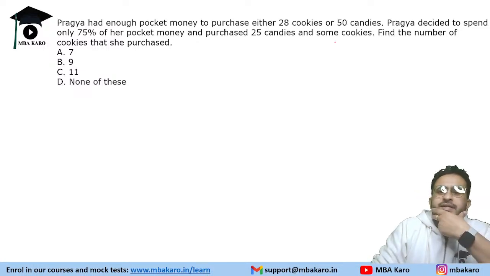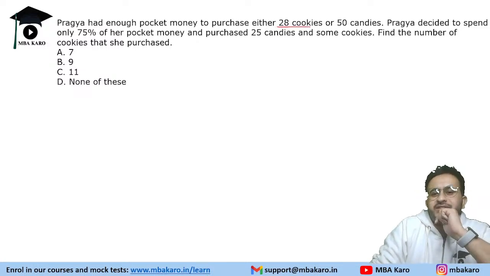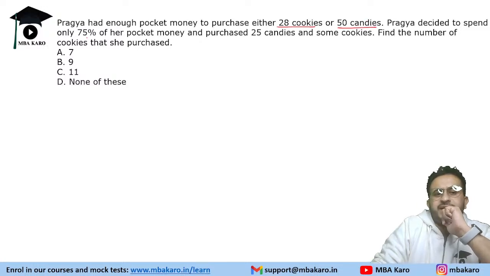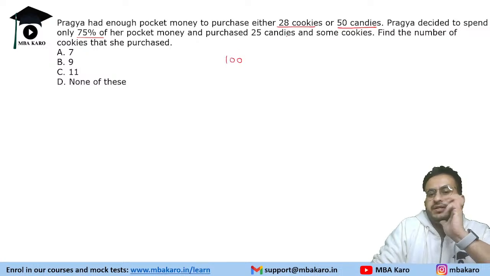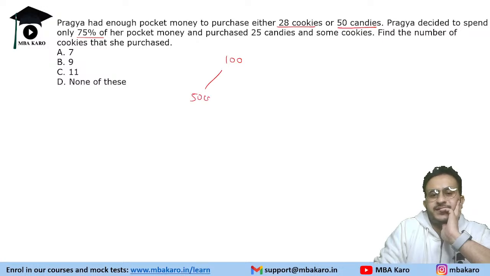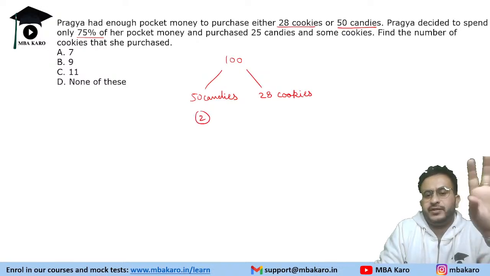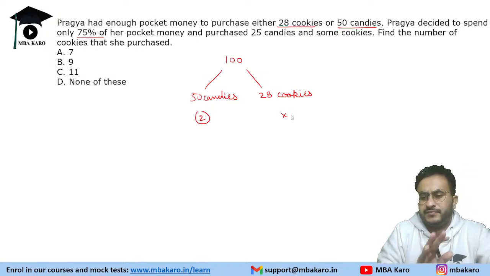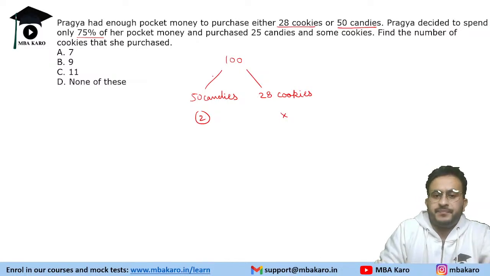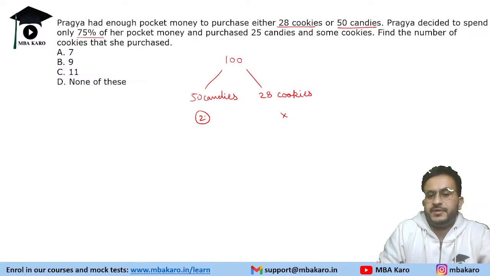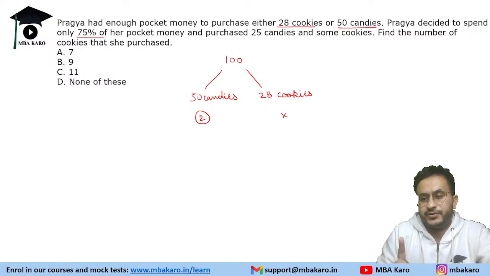Okay, let's see this. The person can purchase 28 cookies or 50 candies. She used only 75% of the money. Suppose she had 100 rupees. For 100, she can purchase 50 candies or 28 cookies. Now, let us take a candy as 2 rupees. Do not calculate this otherwise, because it will come in decimal. Now, 50 candies she can purchase, and one candy costs 2 rupees.